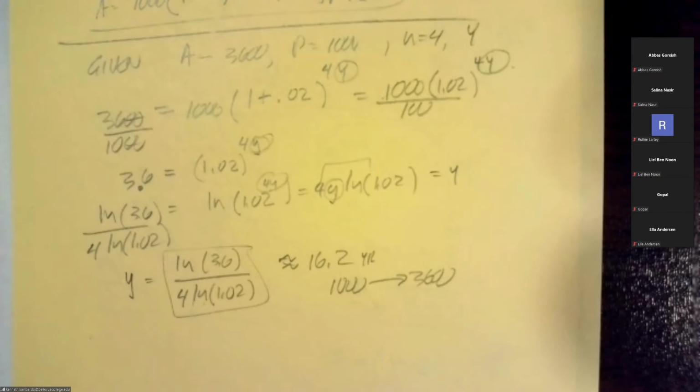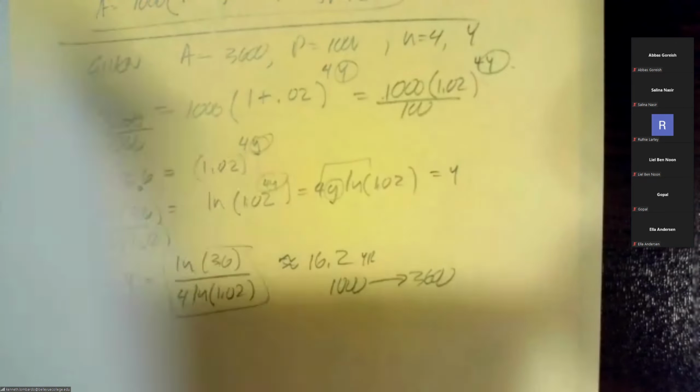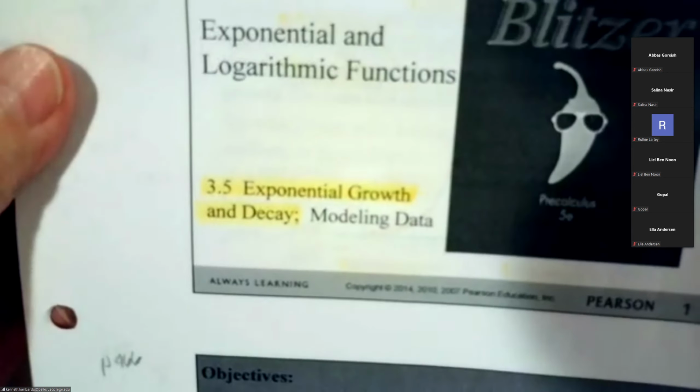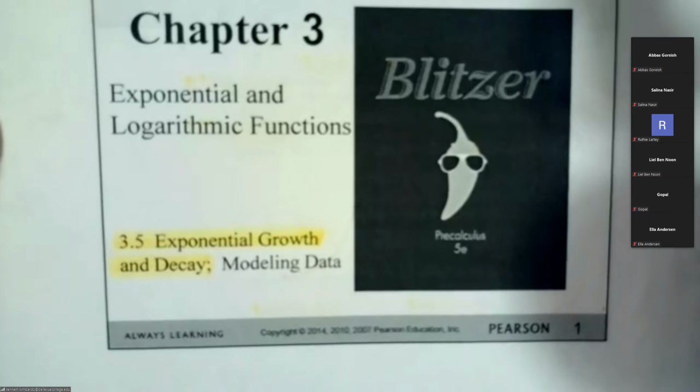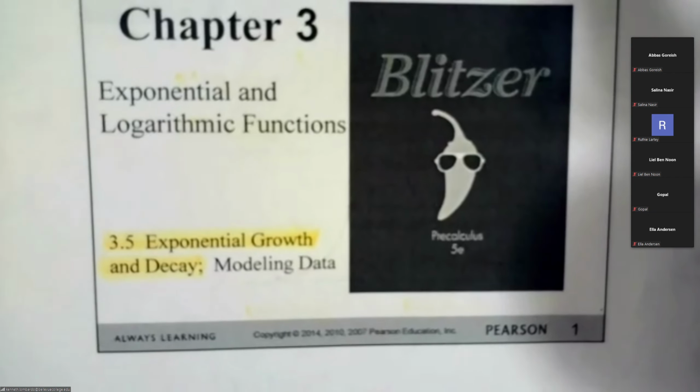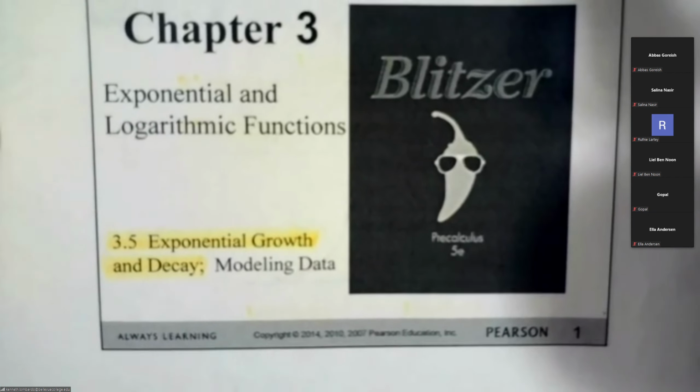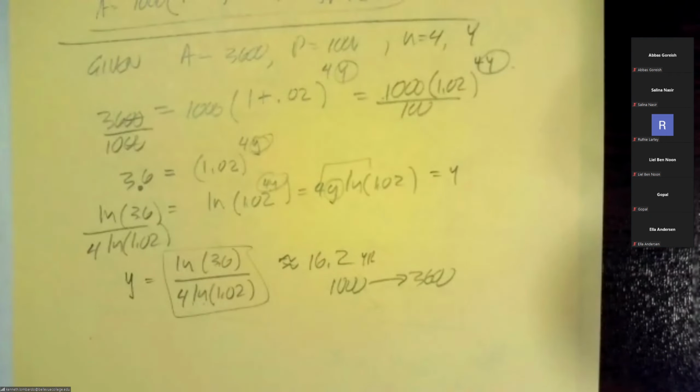Section 3.5 talks about exponential growth and decay. So we might have models that both grow and decay. Okay, so let me get some clean paper here.